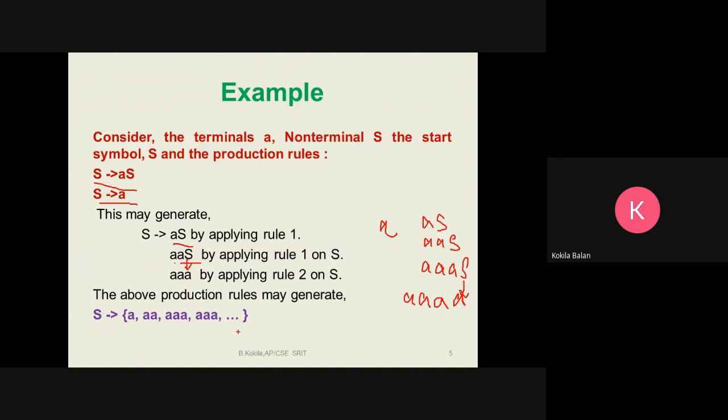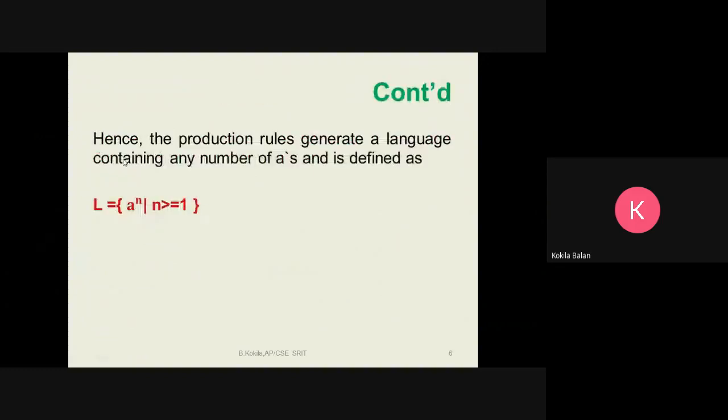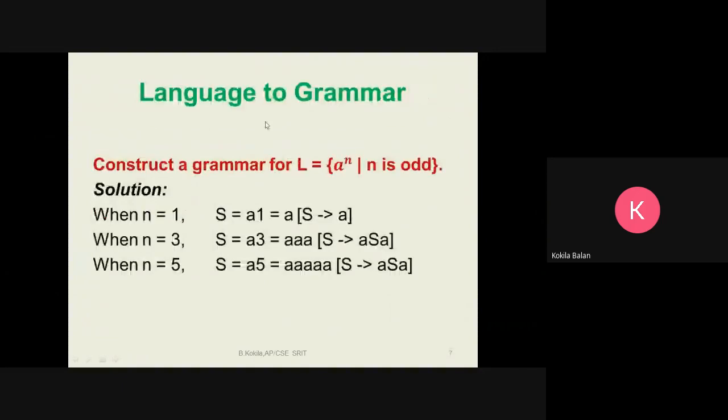These are the set of strings generated by this grammar. From these strings, what can you understand? Each is a string with any number of a's. So we can finalize that with the help of the production rules, we are able to generate the language a power n where n is greater than or equal to 1. Now we have a language, and now we are able to write a grammar for it.